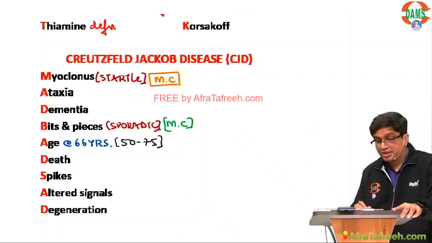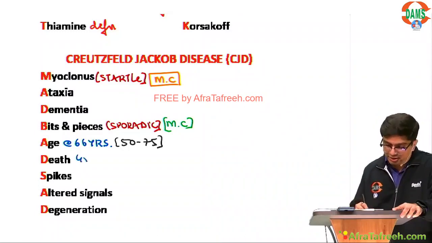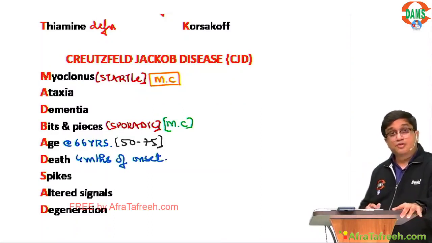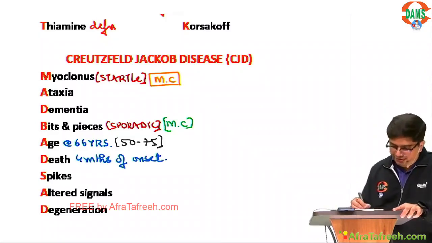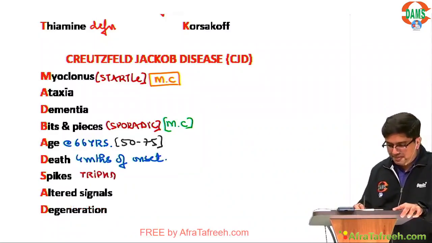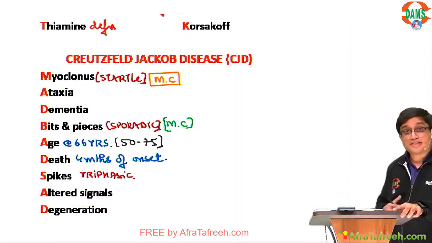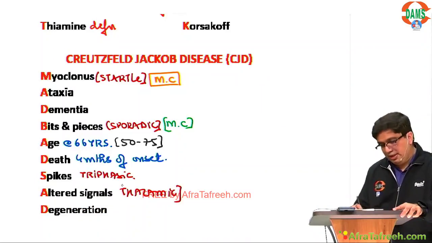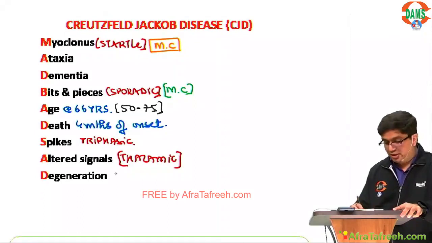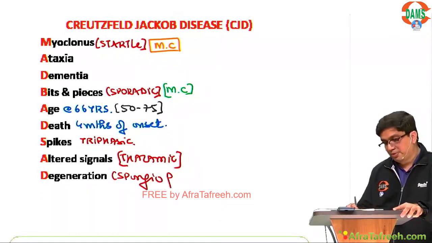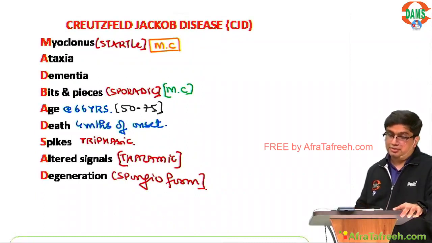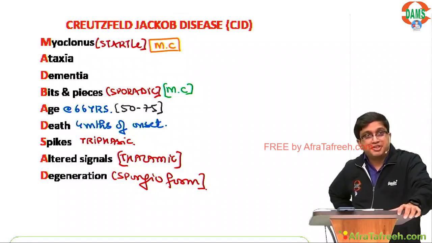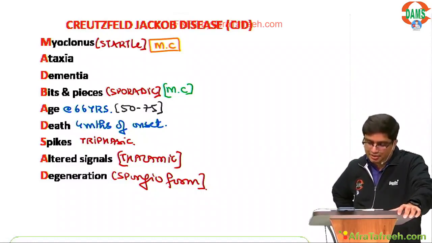In sporadic CJD, as we know, death happens quite early, within 4 months of onset. Spikes are seen on the EEG, which can be periodic triphasic. These patients have also got altered signals that could be seen in the thalamic region. And they've got degeneration, the brain becoming a sponge, the spongiform degeneration. So that's a patient of CJD who is mad, bad and sad, all three together.